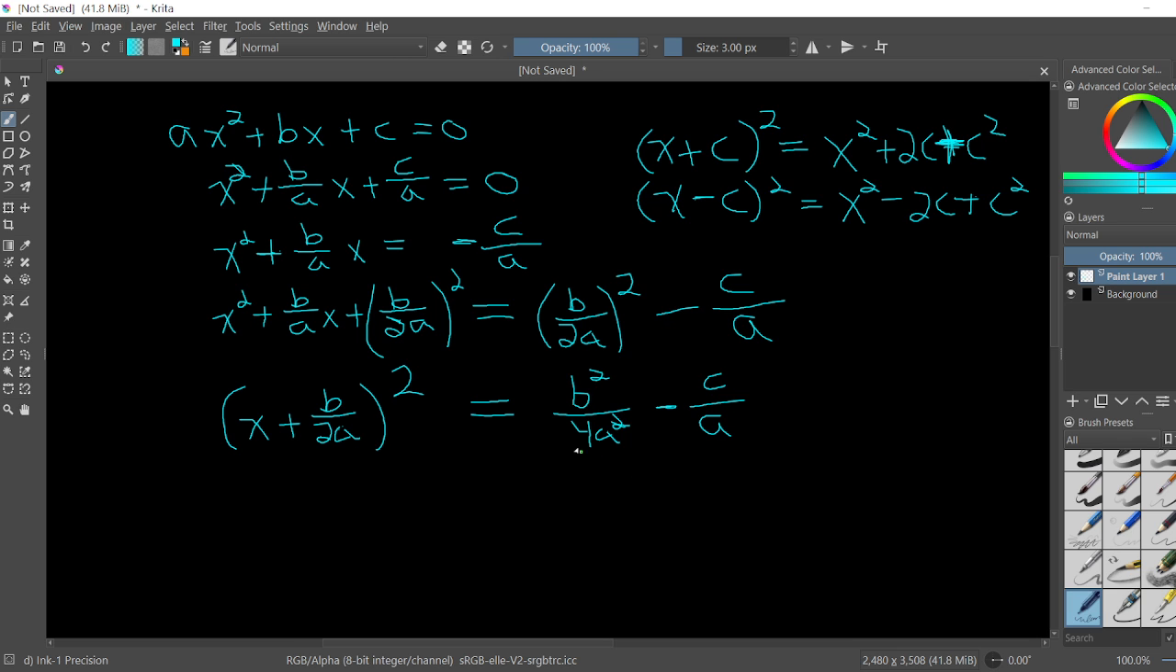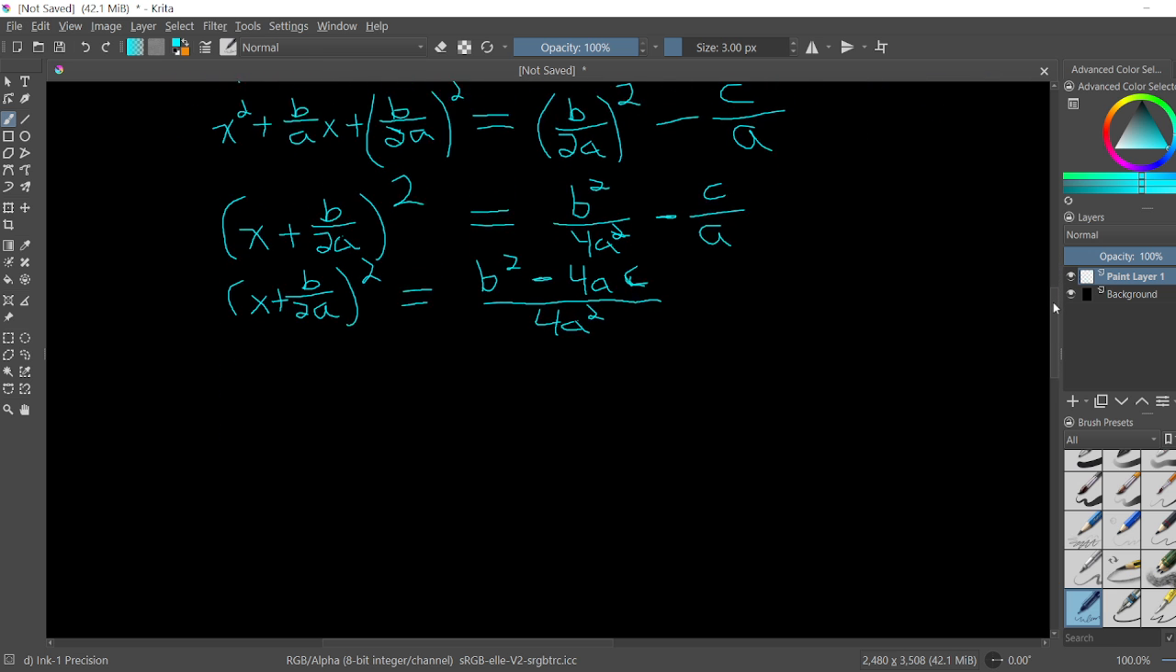All right, let's again do a little cleanup here. I have a common denominator that I need to find. Well, this has a squared and a 4. So I need to multiply this by 4a, keeping the right-hand side the same. If I multiply this by 4a, I get minus 4ac, all over 4a squared. We'll scroll down a bit here.